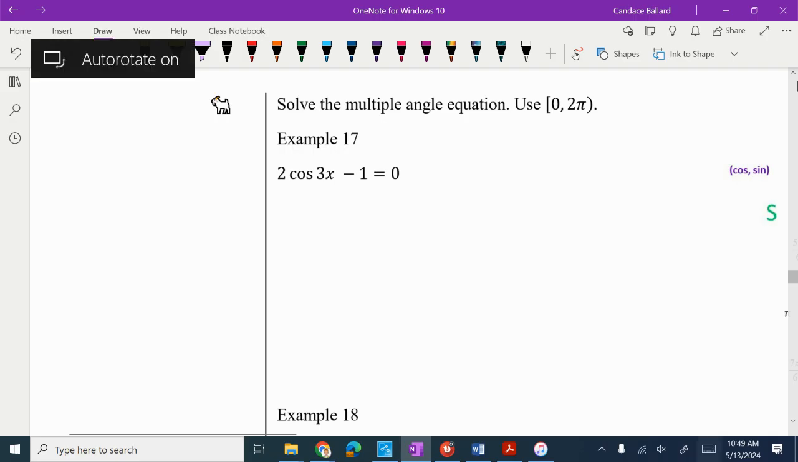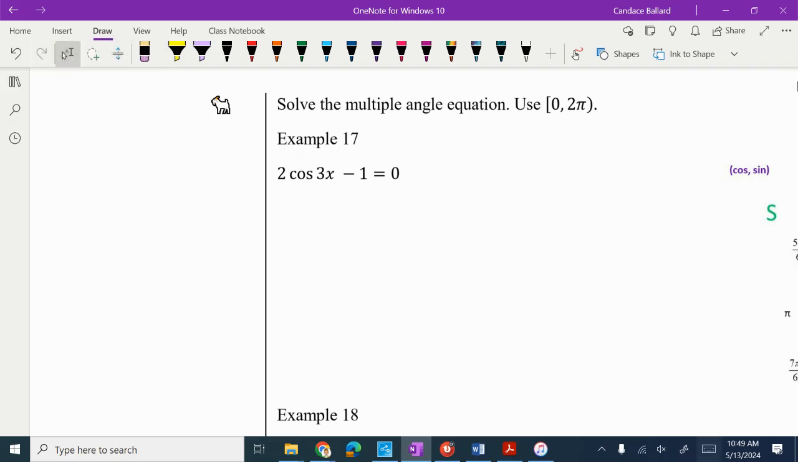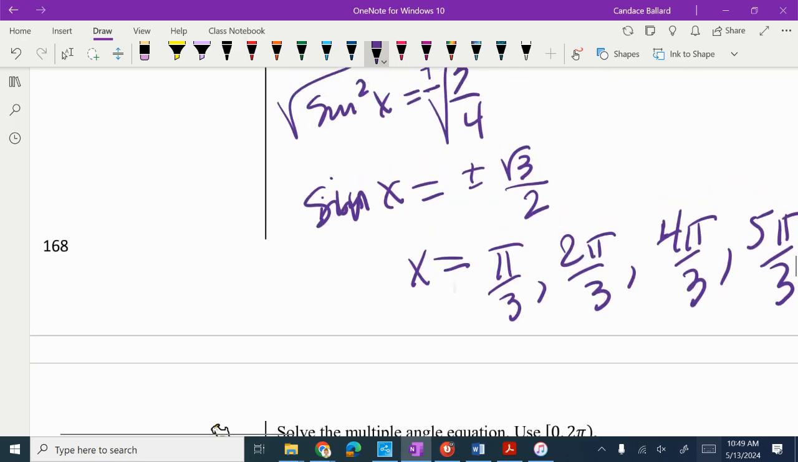So let's just isolate the cosine 3x. What do I need to do first? Add 1. Perfect. So we're going to do 2 cosine of 3x equals 1. Okay. All right. I now need to get that 2 to the other side. How do I get the 2 to the other side? Divide. Good. Equals 1/2. Okay. So in our previous problems, when we were solving this, we would say, hey, x equals.